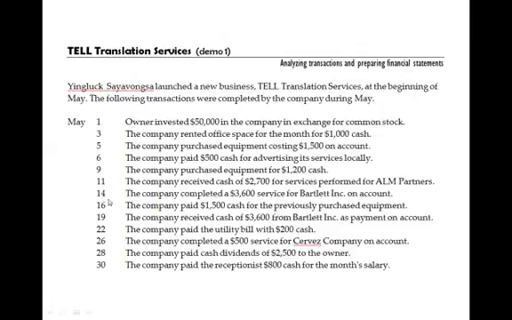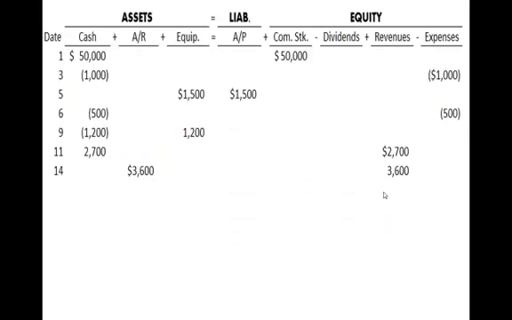On the 14th, we completed another service, a $3,600 service for Bartlett Inc. on account. So they haven't given us the cash yet. We've done the work, so they're going to owe us. So we're going to record the revenue, but they haven't given us the cash. We're going to record the fact that they owe it to us. So we're going to record the revenue. That's pretty easy to do since we just did it right here, $3,600. But now we're going to record an account receivable because that customer owes us $3,600.